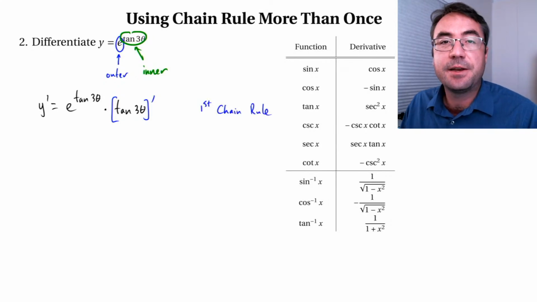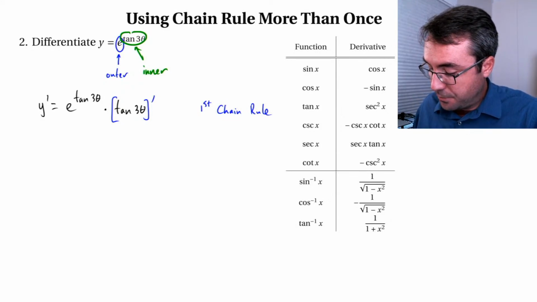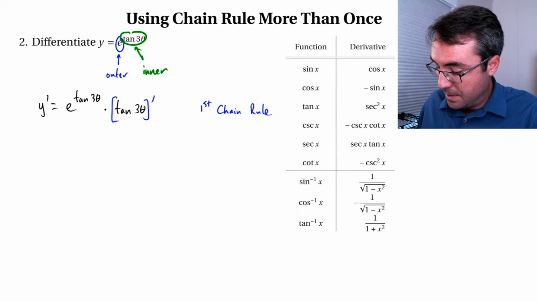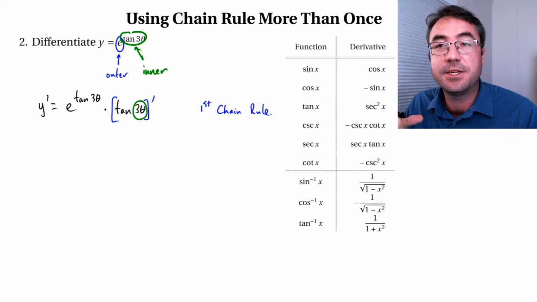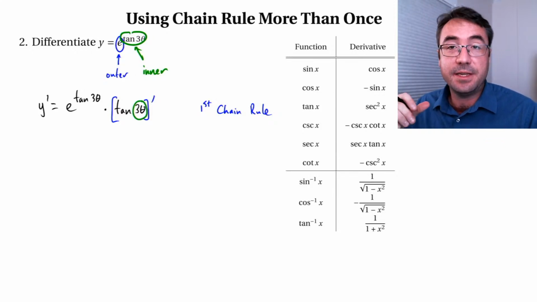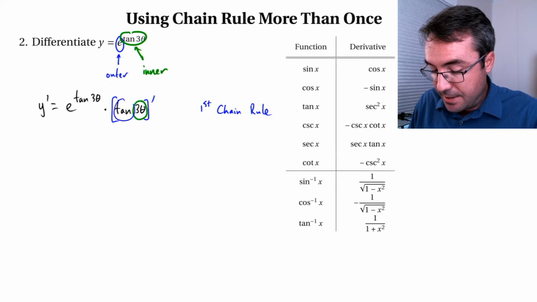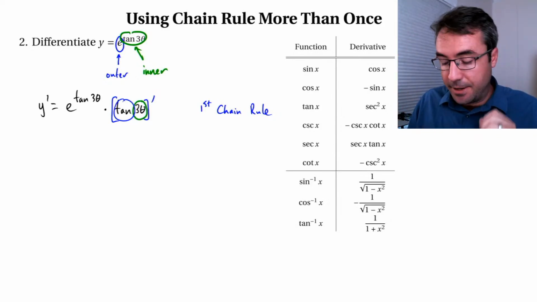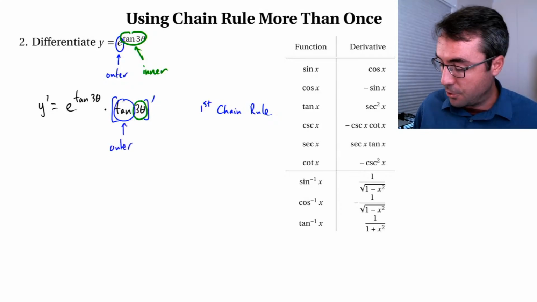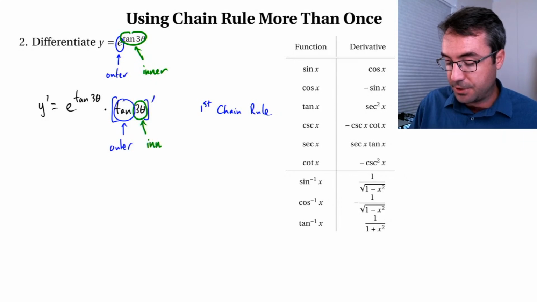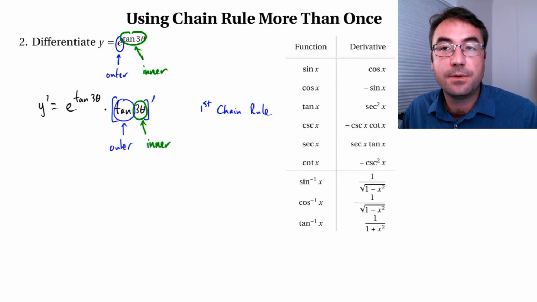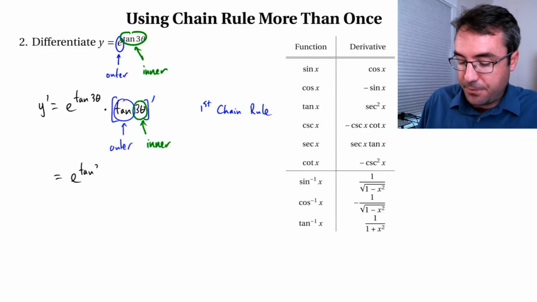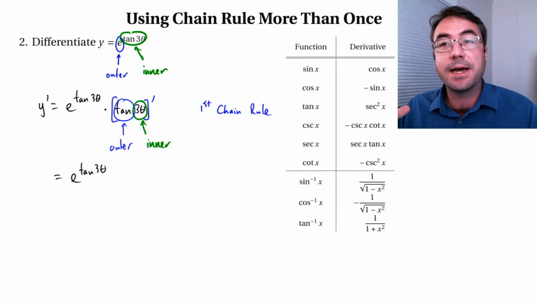Now when we look at tan of 3 theta, I want to use a different color. That 3 theta, if we just focus our attention on differentiating tan of 3 theta, is inside the tan function, and the tan is our outer function. So if we just focus on differentiating tan of 3 theta, tan is our new outer function, and 3 theta is our new inner function. So we're going to use another chain rule here to differentiate this. So to keep going, we have e to the tan of 3 theta. That part we're done with. So we keep writing it, but we're done with that.